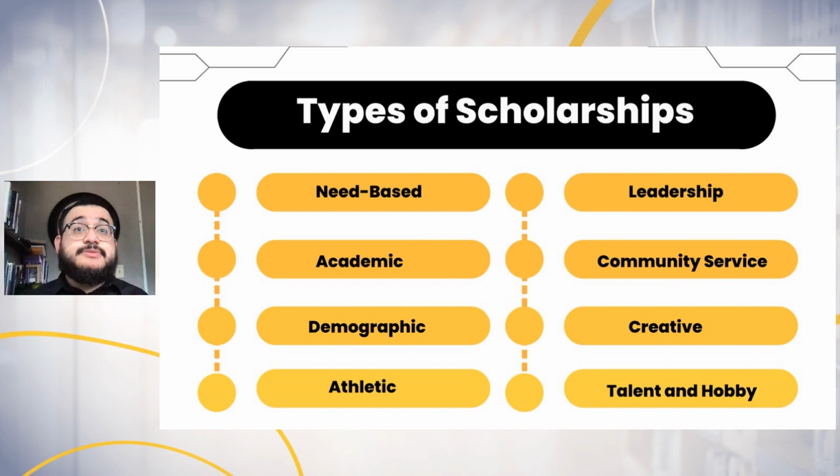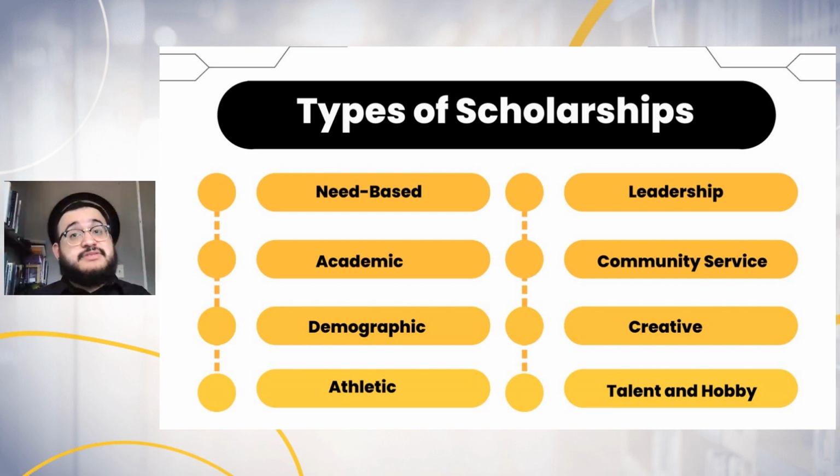There are some scholarships that are demographic in principle, in terms of like, there are scholarships specifically for Hispanic and Latino students. That does not mean you get the scholarship just for being a Hispanic or Latino student. It just means that that's the main motivating factor behind the scholarship, but there still might be some aspects of it that are academic, or that are need-based, that are leadership or community service. So any of these can be intertwined, right?